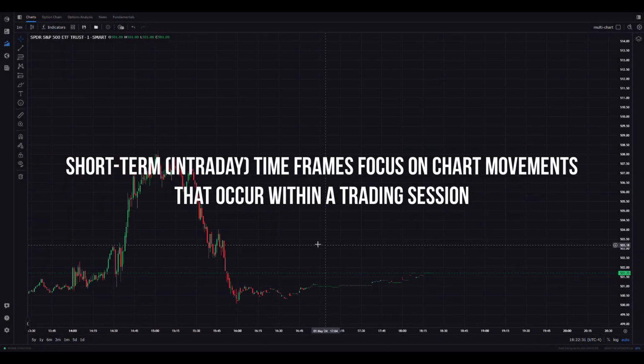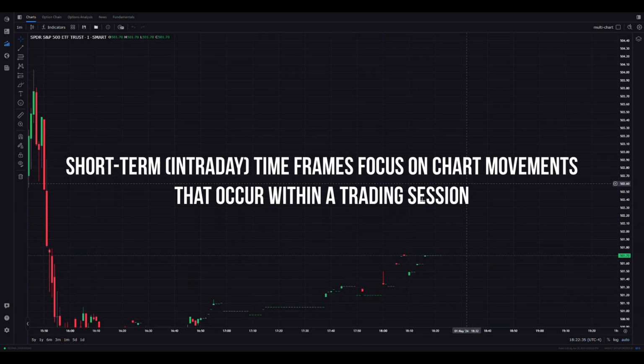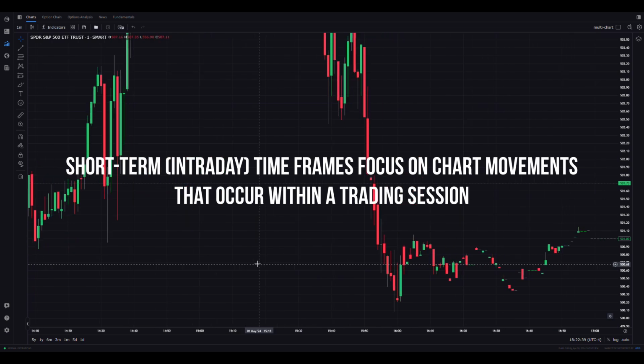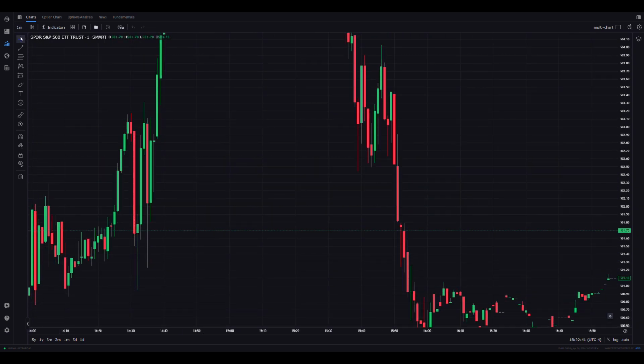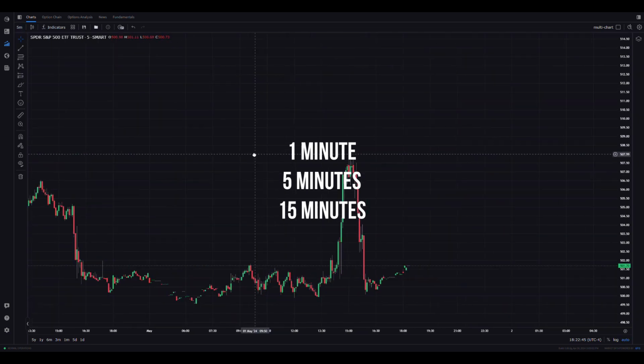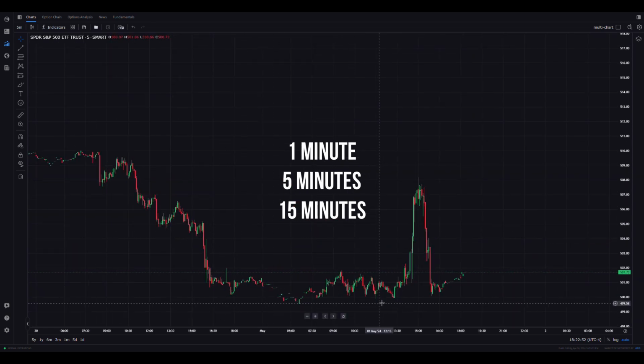Short-term timeframes. Intraday short-term timeframes, also known as intraday timeframes, refer to chart intervals that focus on capturing price movements within a single trading session. These timeframes, such as 1-minute, 5-minute, or 15-minute charts, provide traders with detailed snapshots of market activity and are commonly utilized by day traders and scalpers.